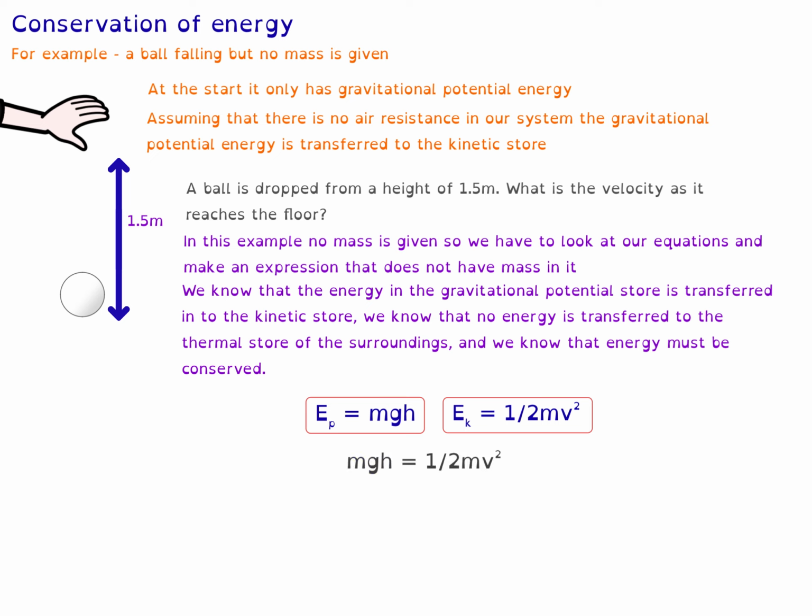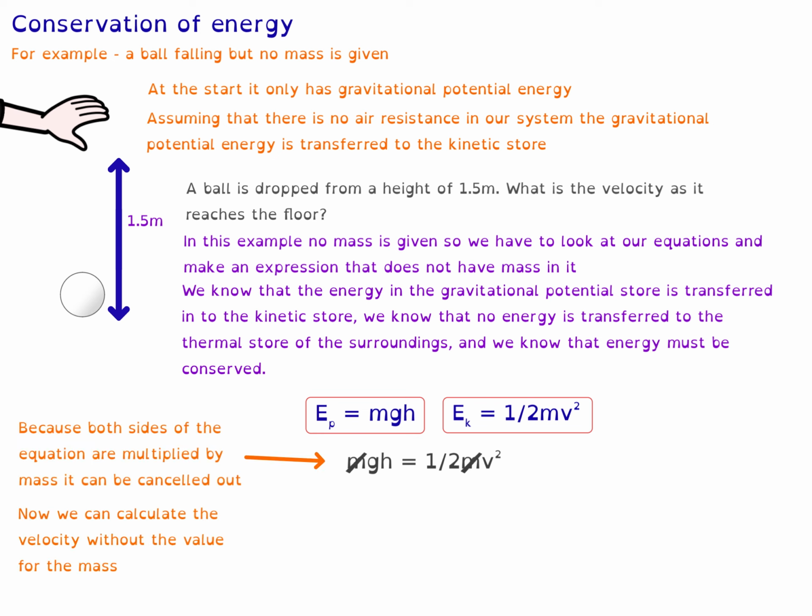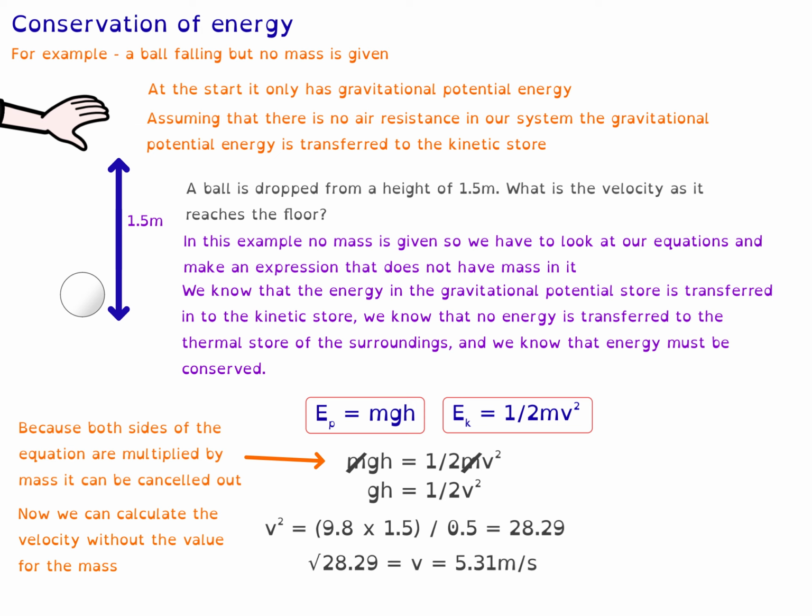And in our new expression, you'll notice that mass is on both sides, mgh and a half mv squared, which means we can cancel them out. And now we can calculate the velocity without any value for the mass. We get gh equals a half v squared. Substitute in the numbers and rearrange for v squared gives us 9.8 multiplied by 1.5 divided by 0.5 gives us 28.29. The square root of that will give us v, which gives us our final answer of 5.31 metres per second.